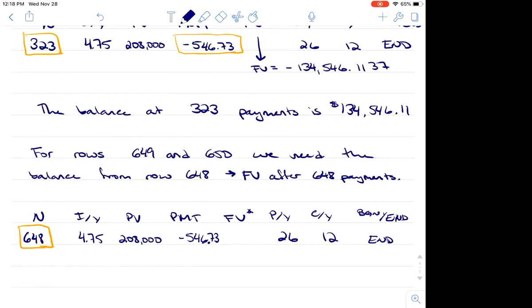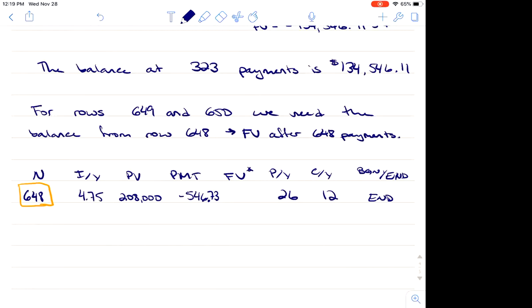Technically, all we have to change is our N. Let's try it, 648 into N. And then we can jump straight to finding our future value if you want to. Like I said, I'm usually not that brave, but we can.